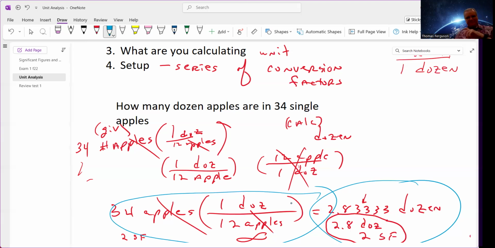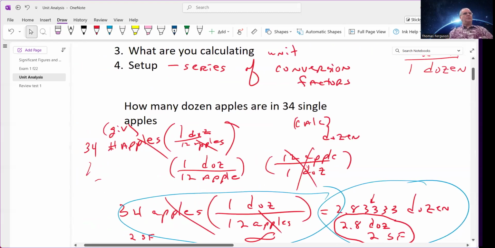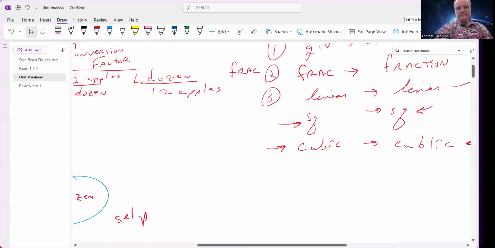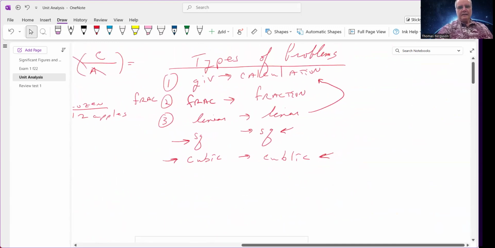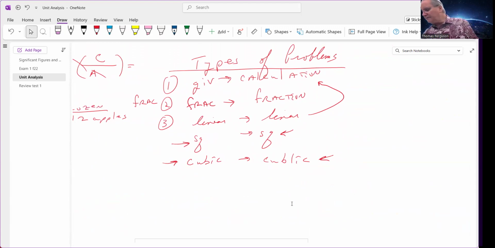Okay, so let's do another problem. No more questions, right? Now this is, by the way, a 1-step problem, meaning it has 1 conversion factor. This will be the simplest type of problem by far. Before I go on, there are 3 types of problems we're going to encounter, and you're going to encounter all 3 of these on lab 2. One is a simple given.